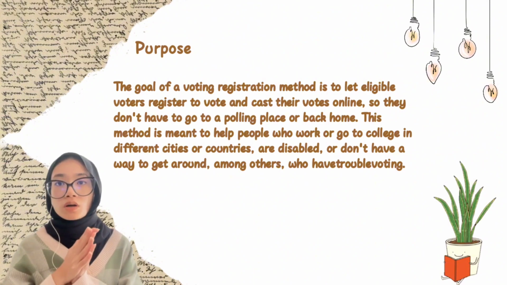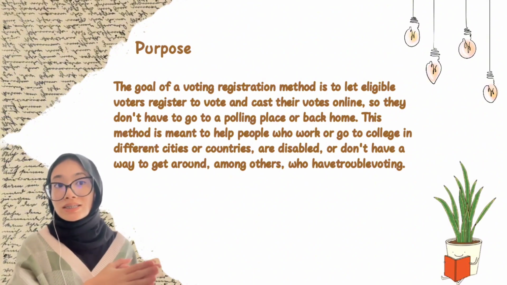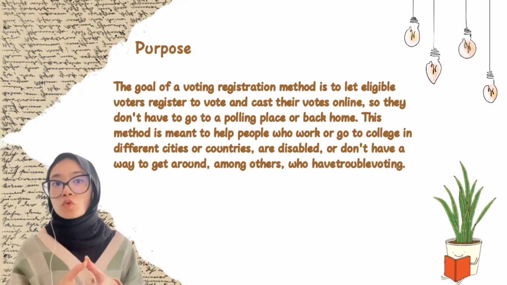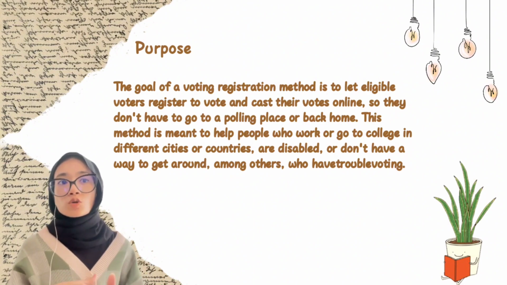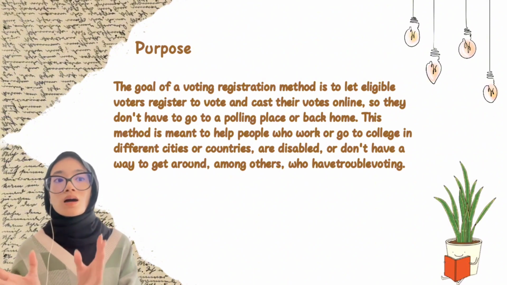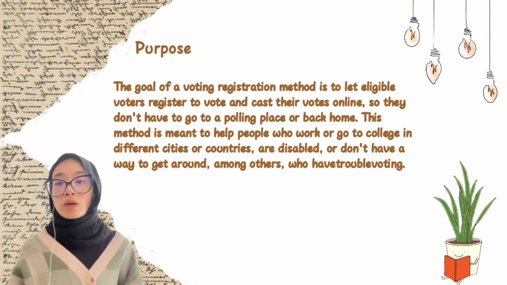The purpose of our online voting registration system is to let eligible voters register to vote and cast their vote online, so they don't have to go to the polling place or back home. This method is meant to help people who work or go to college in different cities or countries, are disabled, or don't have a way to get around, among others who have trouble voting.